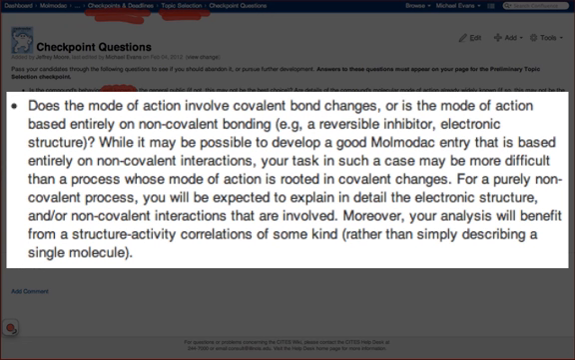The fifth question says, does the mode of action involve covalent bond changes, or is the mechanism based entirely on non-covalent interactions like hydrogen bonding and ion dipole interactions? We'd like to see mechanisms that involve covalent bond changes because these allow you to tap into things like curved arrows, mechanistic principles, and things like this. This doesn't mean that your topic has to exclusively involve covalent bond changes, but you'll set yourself up for maximum success if you find a mechanism that does.